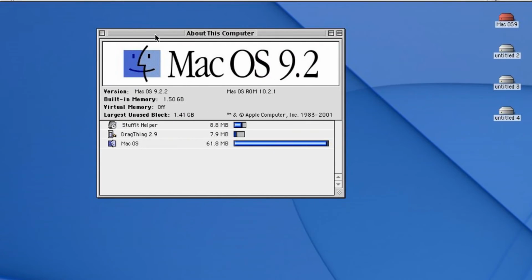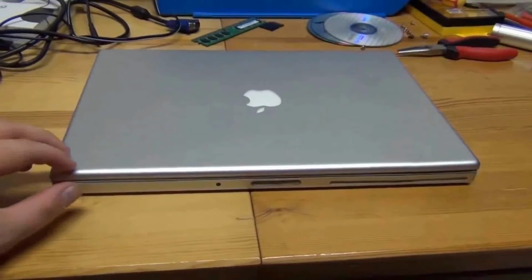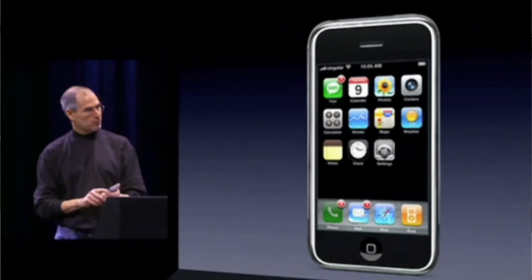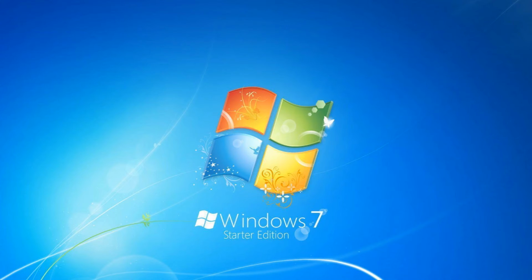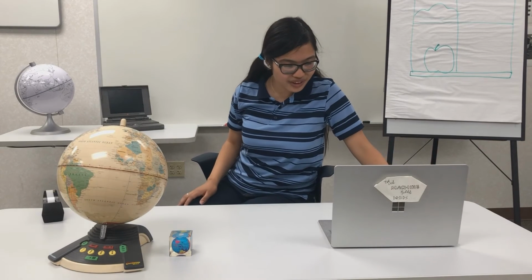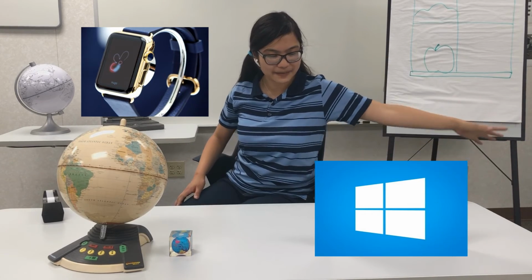In 2001, Apple and Microsoft unveiled their new operating systems to compete with each other, that being Mac OS X versus Windows XP. In 2006, Apple introduces the MacBook Pro. 2007, the first iPhone hits the market, bringing many computer functions to the smartphone. 2009, Microsoft launches Windows 7. 2010, Apple unveils the iPad, changing the way consumers view media and jump-starting the rise of tablets. In 2015, Apple releases the Apple Watch, while Microsoft releases Windows 10.